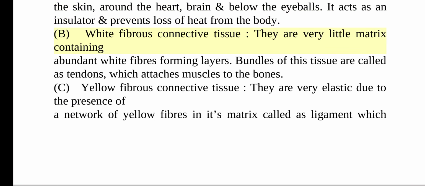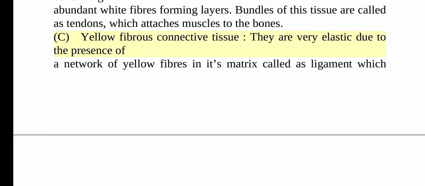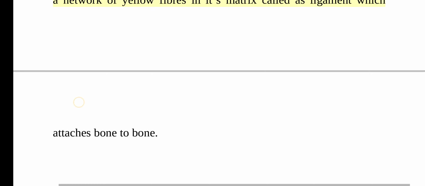B. White fibrous connective tissue. They have very little matrix containing abundant white fibers forming layers. Bundles of this tissue are called tendons, which attach muscles to the bones. C. Yellow fibrous connective tissue. They are very elastic due to the presence of a network of yellow fibers in the matrix, called ligaments, which attach bone to bone.